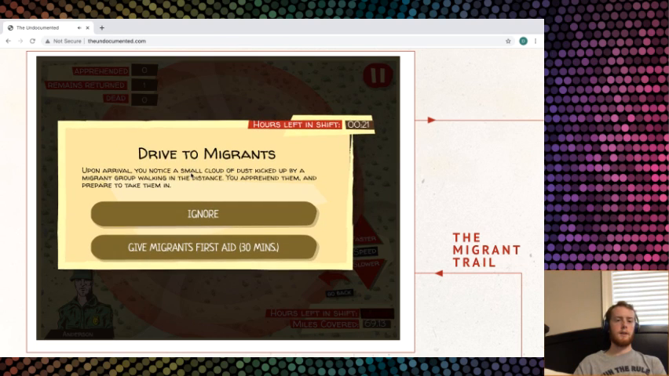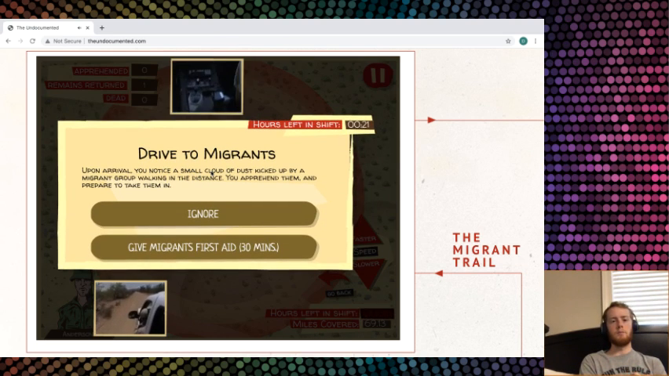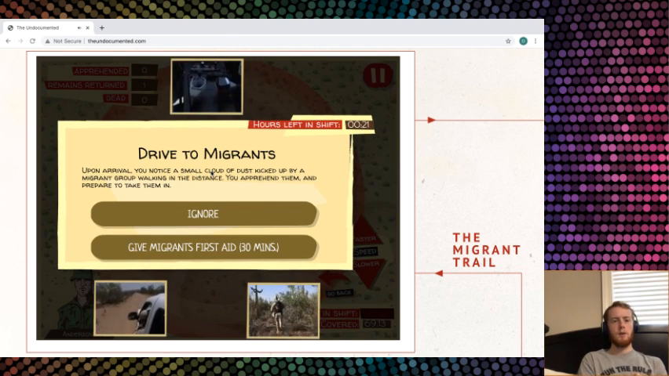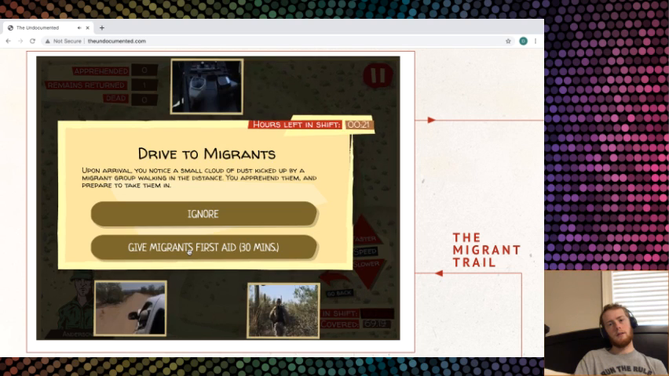Okay, so we got a call about the migrants group. Upon arrival, you notice a small cloud of dust kicked up by a migrant group walking in the distance. You apprehend them and prepare to take them in. So you give migrants first aid. So I have 21 minutes left in shift, but it takes 30 minutes to give them first aid. Let's see if we can do it.